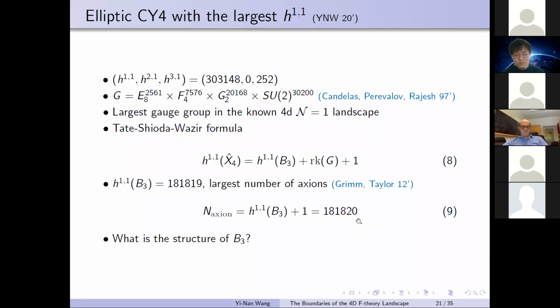Now, a very important question is, what is the detailed structure of the base threefold and the fibration over it? And I'm going to explain in more detail in the next slide.